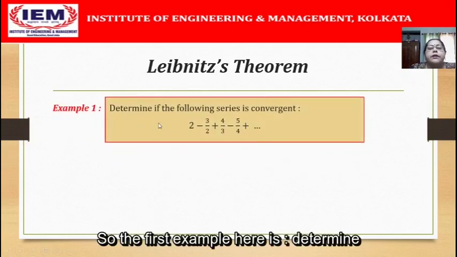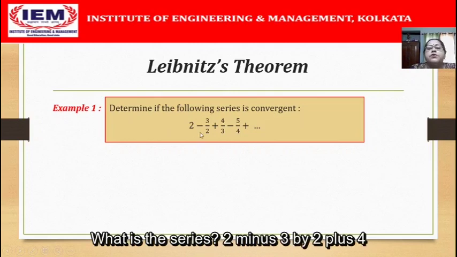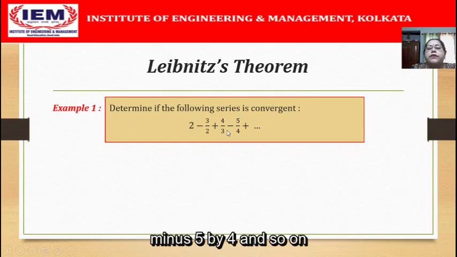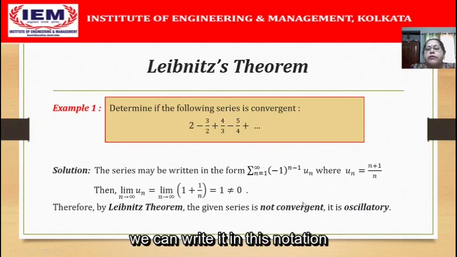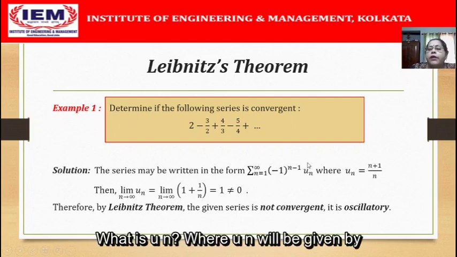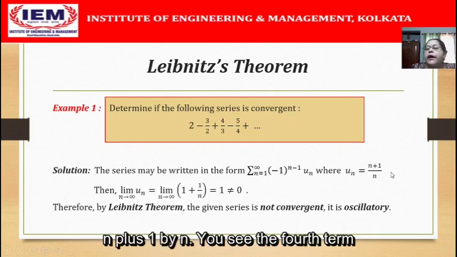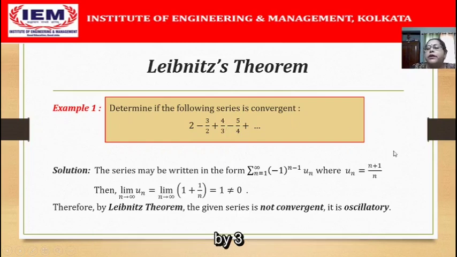So the first example here is: determine if the following series is convergent. What is the series? 2 minus 3 by 2 plus 4 by 3 minus 5 by 4 and so on. So how can we write this series in the summation notation? We can write it as summation minus 1 to the power n minus 1 un, where un will be given by n plus 1 by n. You see the fourth term we have 5 by 4, the third term we have 4 by 3. So un is n plus 1 by n.